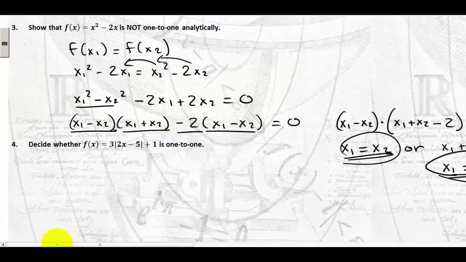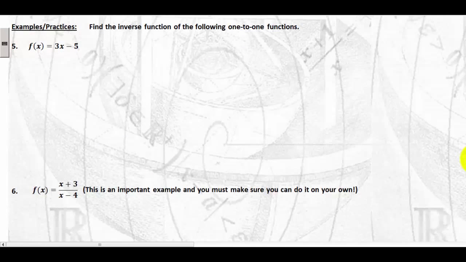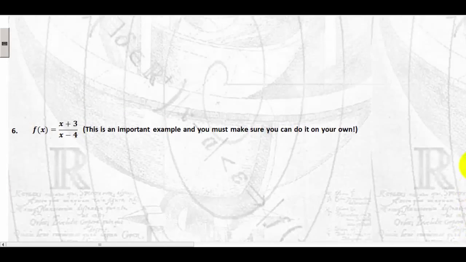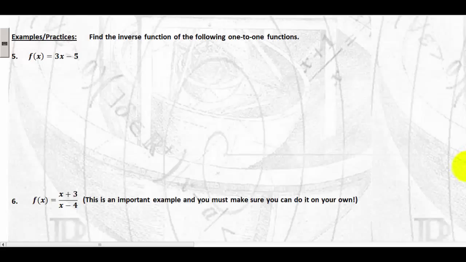All right, please do number 4. I'm asking you to decide whether it is one-to-one. Hey guys, think graphically for this one. It should be done in 2 seconds. Okay, well, maybe a little bit more for the argument, but this is very short. Okay, next example. In the next series of examples, I'm giving you functions that are one-to-one. They all have inverses. All of these functions have inverses, okay? And I'm asking you to find the inverse of the function.